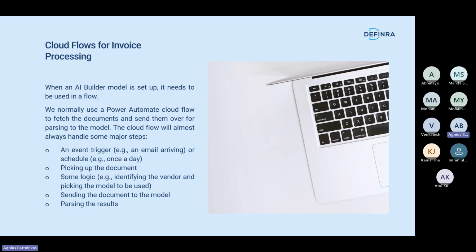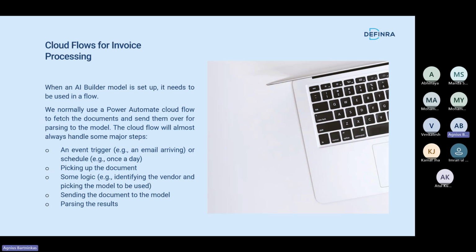Right. And then when we actually have the model set up, when an AI Builder model is already there, it, well, obviously, as mentioned, needs to be used in a flow. It doesn't really do anything on its own. And we would normally use a Power Automate cloud flow to do most of it, right? So there's a step where it needs to actually be triggered or run on a schedule. Like, when we receive an email with the invoice and react to it and process it, or maybe running on a schedule to run daily and pick up all of the invoices in some folder or something like that.